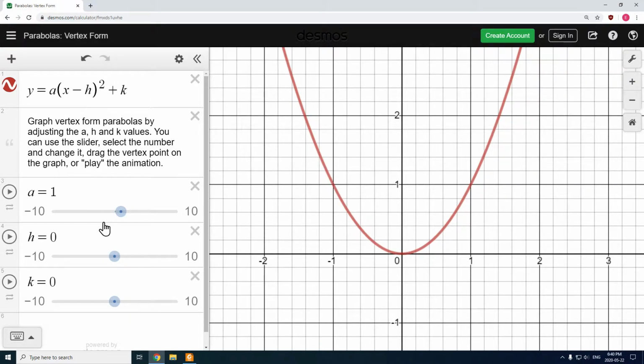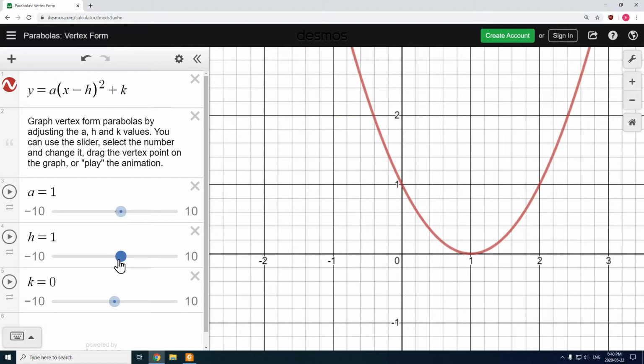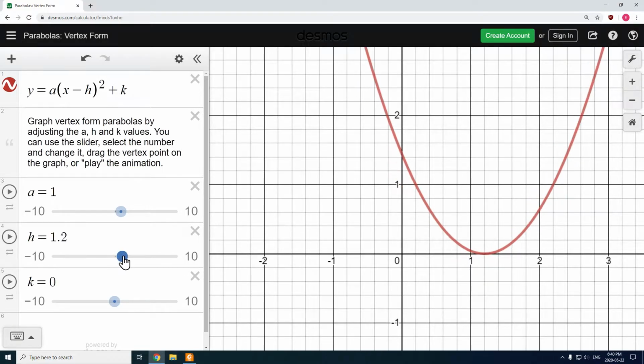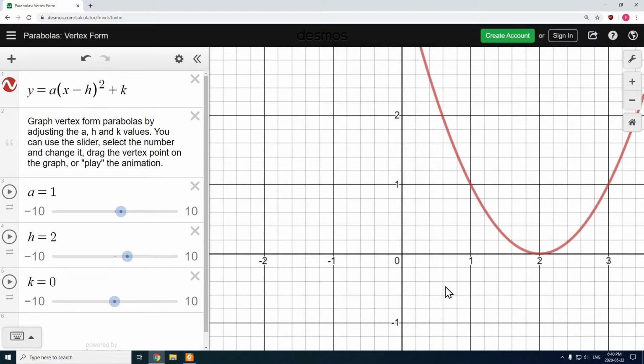Let's see what happens when the H value is changed next. Let's say I had 1 in there. When H is 1, it looks like that slid the graph to the right by 1. That sliding we call translating, so I'd say the graph was translated to the right by 1. If I make H bigger, I'll make it a 2. Now my parabola has been translated to the right by 2. I'm always comparing it back to my basic parabola.